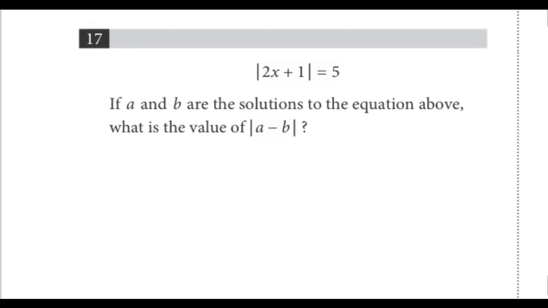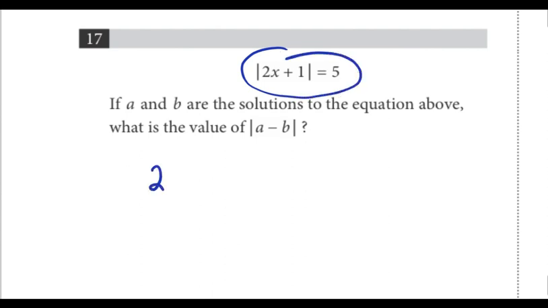Number 17, the absolute value of 2x plus 1 equals 5. If A and B are the solutions to the equation above, what is the value of the absolute value of A minus B? A little tricky question here, but when we solve absolute value equations, we do two equations. So this one equation, we're going to split into two different equations.